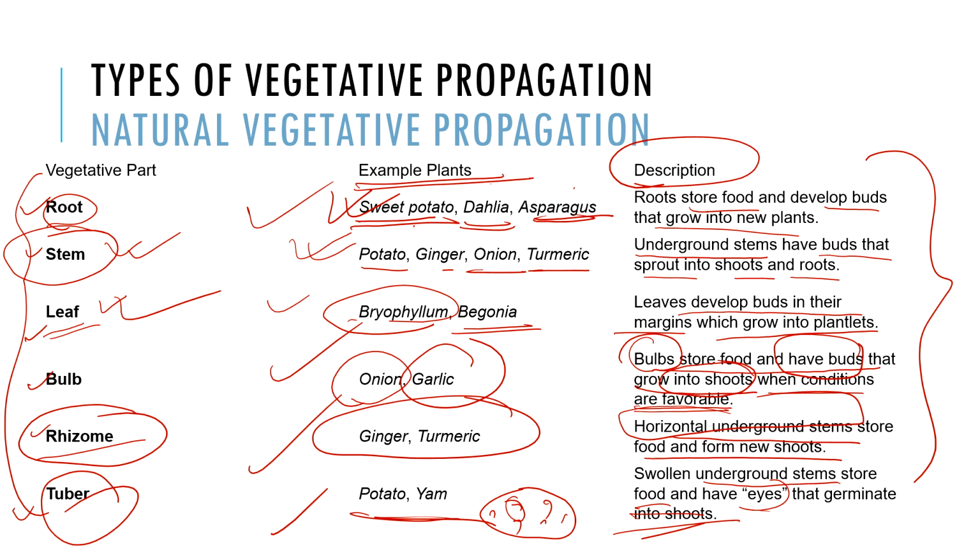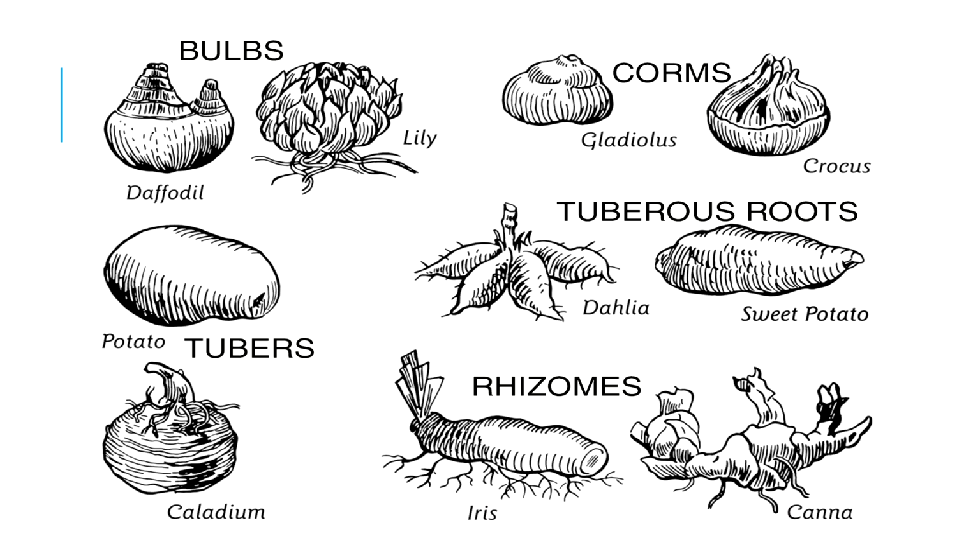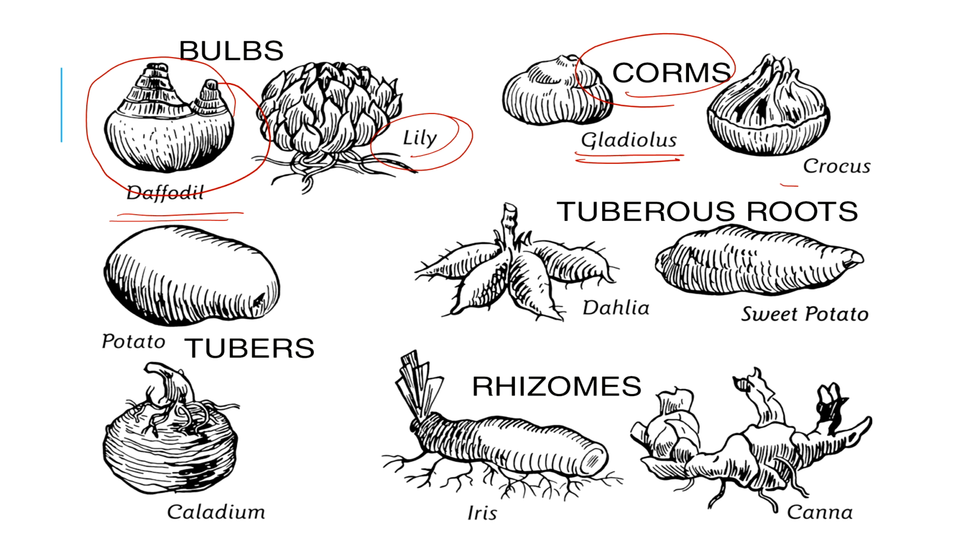Now we will move on to the artificial type of vegetative propagation. Now here we will see a few examples of natural vegetative propagation. So first comes the bulbs. Here you can see these are the bulb structures of this daffodil plant and lily. They are formed from these bulbs. Next comes the corms, that is gladiolus and crocus. They are formed from the corms.